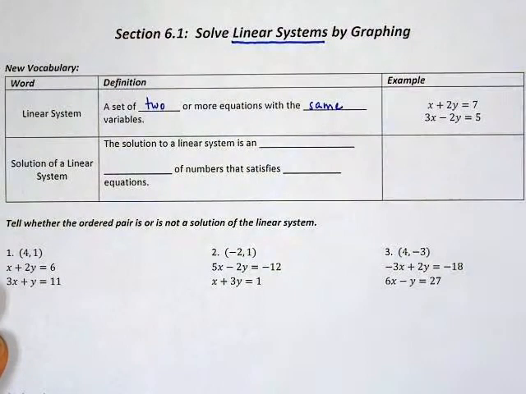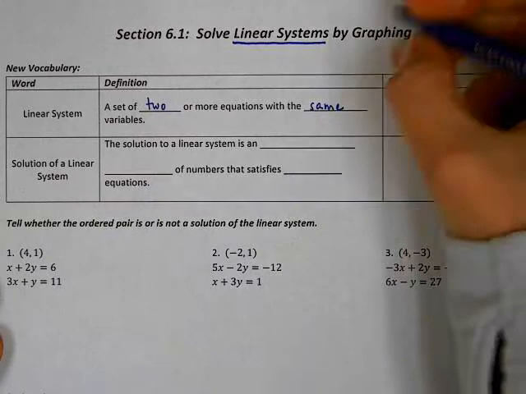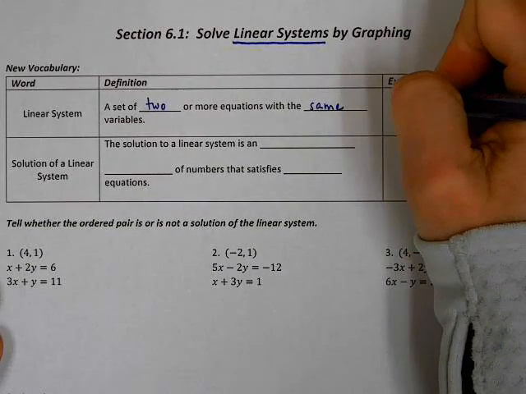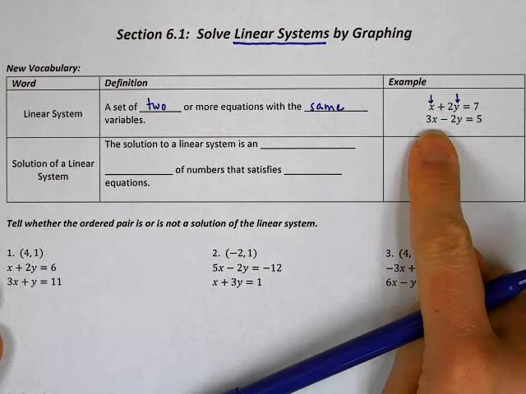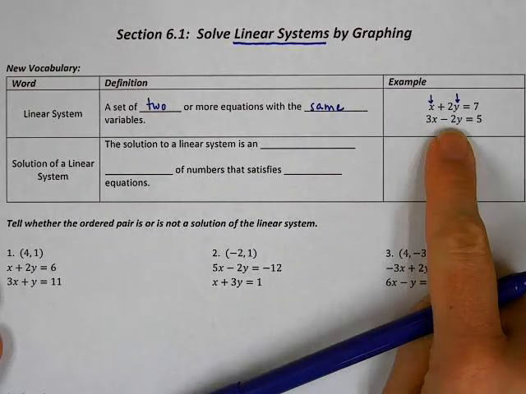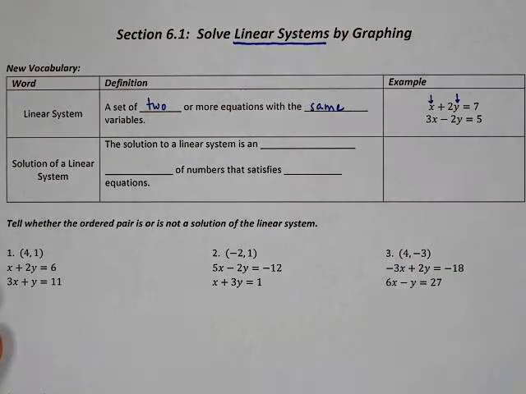So for example, if you look over here, we have the equation x plus 2y equals 7. Here my variables are x and y. If I look at my second equation, 3x minus 2y equals 5, you'll see I have the same variables x and y. So that makes up a linear system. It's just two or more linear equations, which are things we've already worked with before in semester 1.